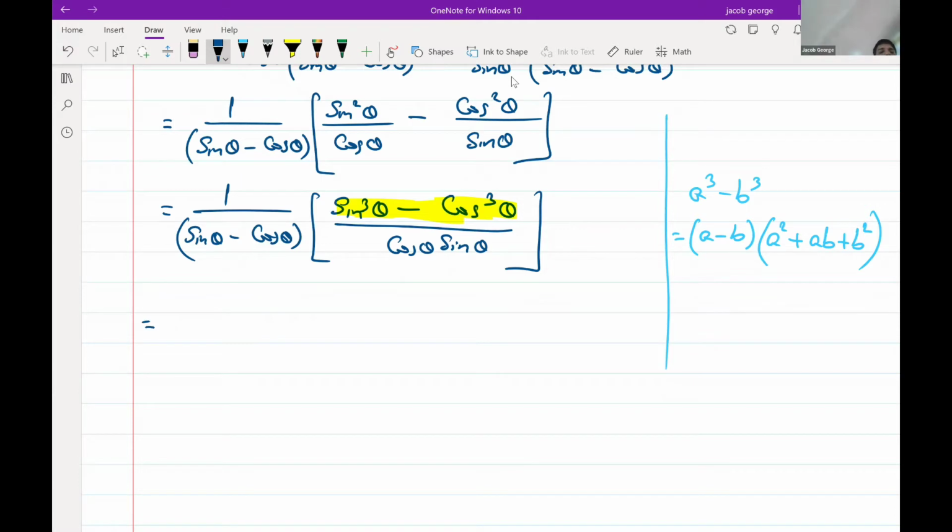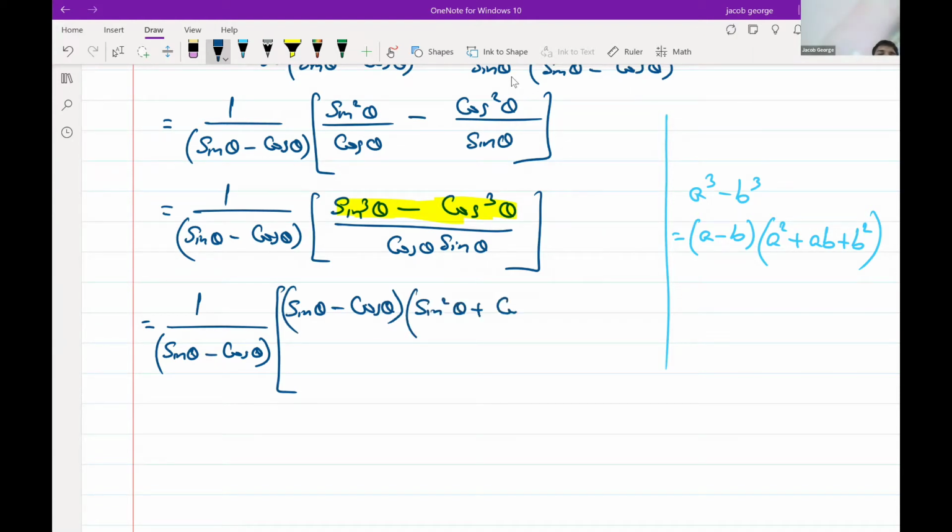So this becomes 1 by sin theta minus cos theta into, now the numerator becomes sin theta minus cos theta into sin square theta plus cos square theta plus ab. ab means the sin theta cos theta. All right, a square plus b square plus ab, or a square plus ab plus b square. Is it clear, children, that identity applied?